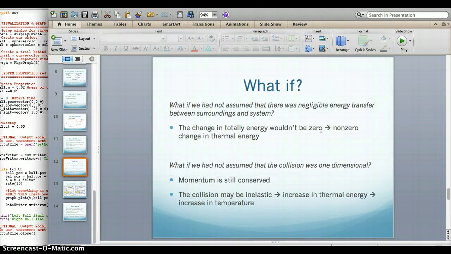What if I had not assumed that there was negligible energy transfer between surroundings and the system? Well, then the change in total energy would not be 0, and there would be a non-zero change in thermal energy. Similarly, what if I hadn't assumed that the collision was in one dimension? After running calculations for this case, the true case, momentum is still conserved. However, the collision is not elastic, and thus there is an increase in thermal energy and an increase in temperature.